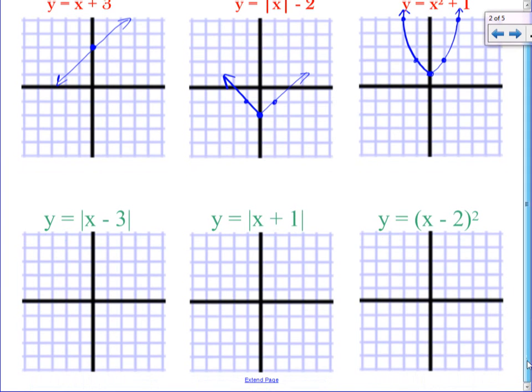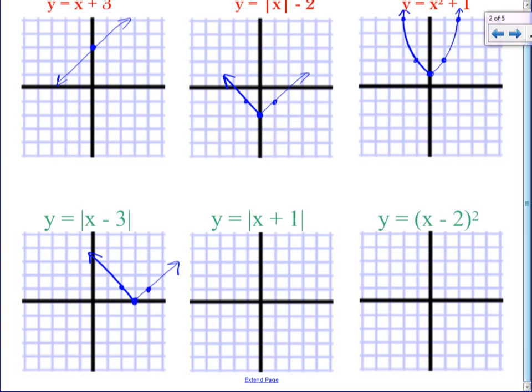Okay, let's look at what happens when we have a plus or a minus a number with the x value. Okay, this one right here, I'll just show you, is going to look like this. Shouldn't it be the opposite? I like your comment. Shouldn't it be the opposite way?